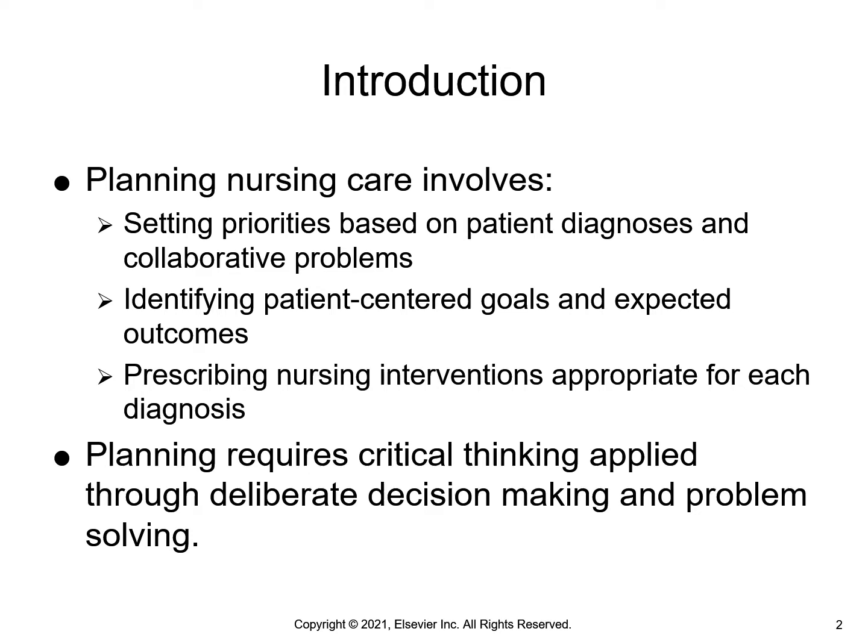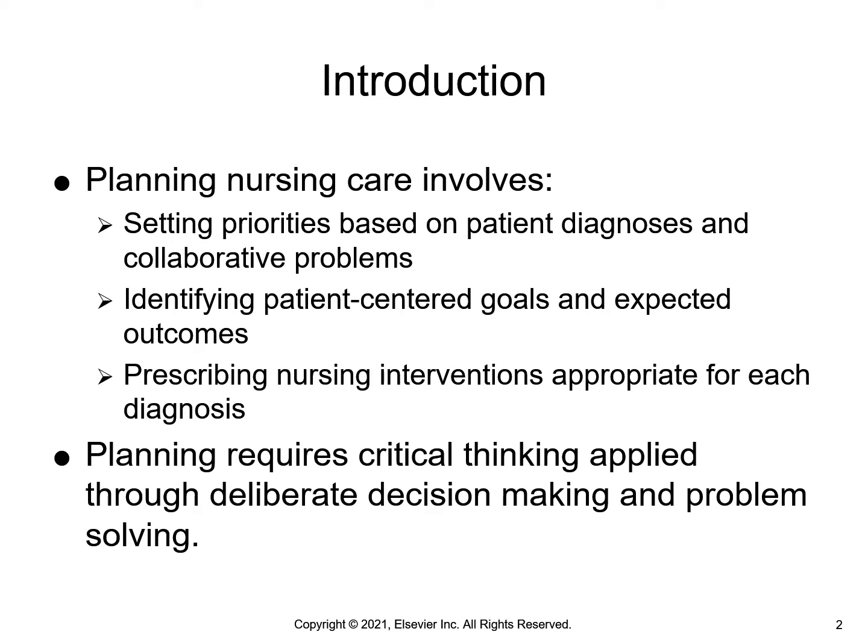Planning for us involves setting priorities based on patient diagnoses and collaborative problems. We identify patient-centered goals as well as expected outcomes, and we will prescribe nursing interventions that are appropriate for each of the diagnoses. The most important thing when we're planning this care is that it is individualized for the patient, and the patient remains the center of the care plan based on the patient's own unique needs.